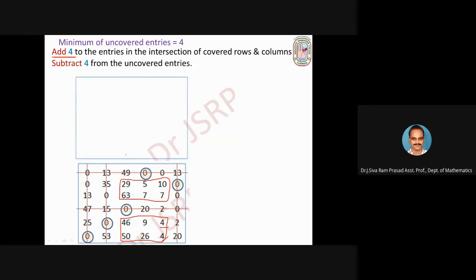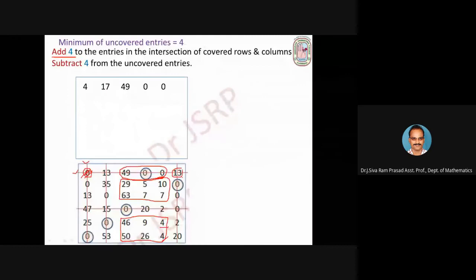Okay, so write the next table or matrix. The first entry is at the intersection of a covered row and covered column, so I add 4 to this entry. 0 plus 4 is 4. That means the previous possible assignment is removed here. Next, 13 is also at the intersection of a covered row and column, so we add 4 here. 13 plus 4 is 17. These 3 remain the same since they lie in a covered row only. Again, this one is at the intersection of a covered row and column, so we add. 13 plus 4 is 17.